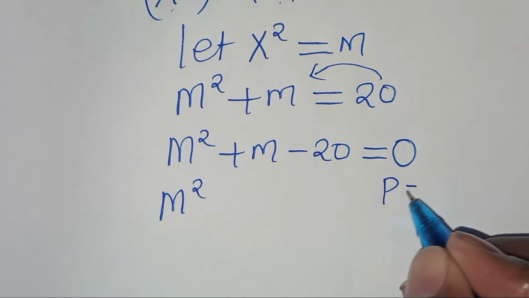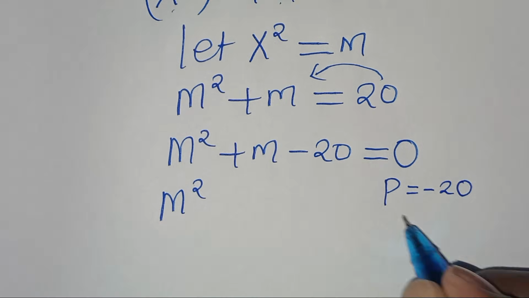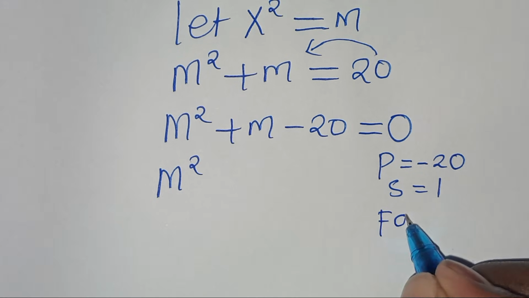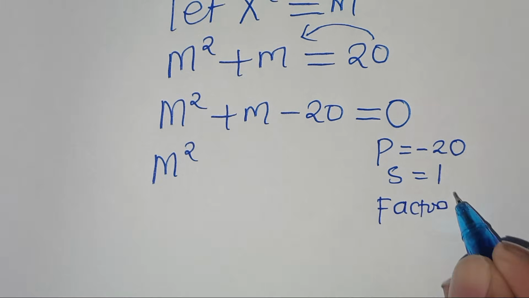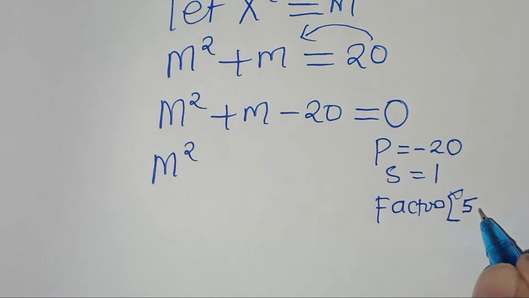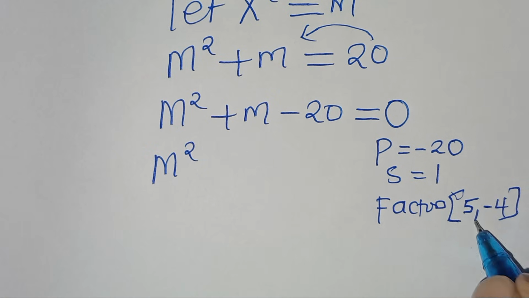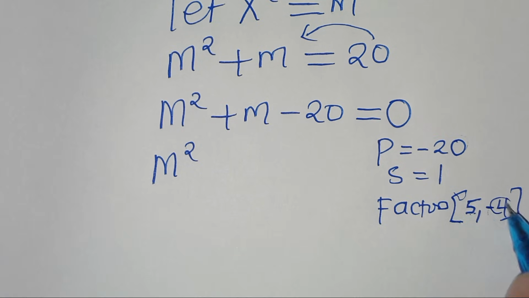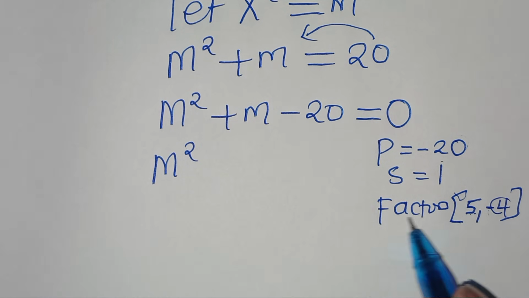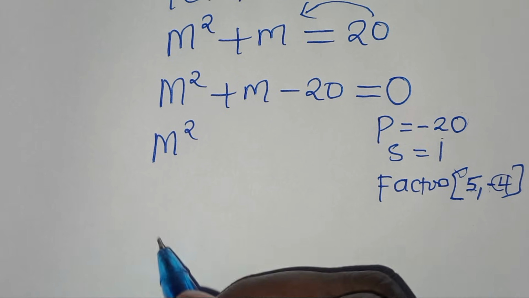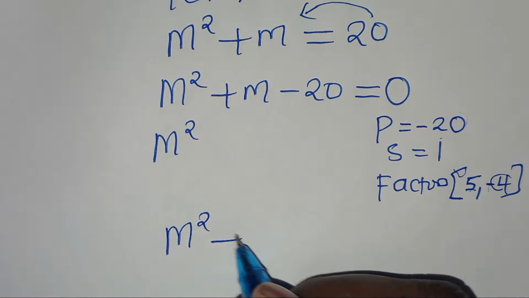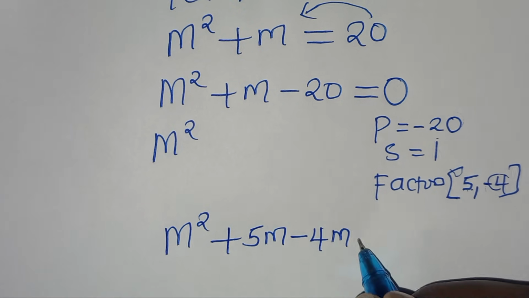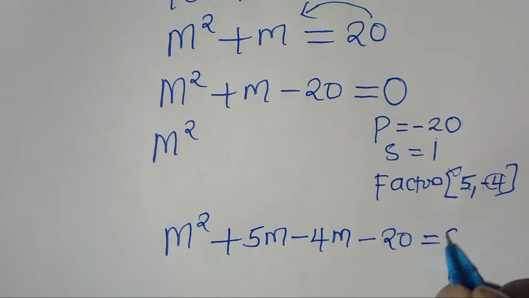We have the product equal to minus 20 and the sum equal to 1. So if we identify the factors, we have 5 and minus 4. 5 times minus 4 is minus 20, then 5 plus minus 4 is 1. So let's substitute these factors. We have m to the power of 2 plus 5m, subtract 4m, minus 20, is equal to 0.